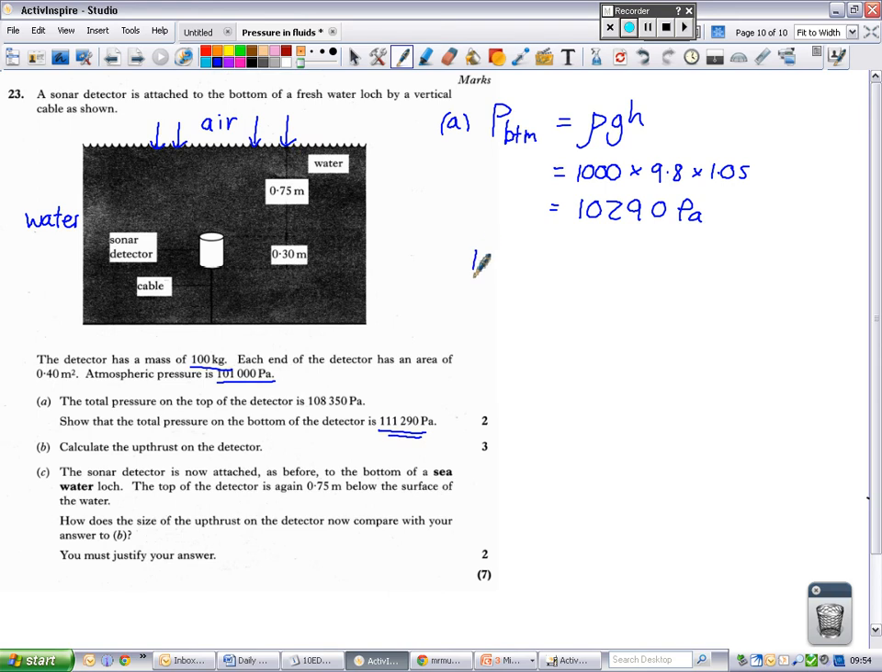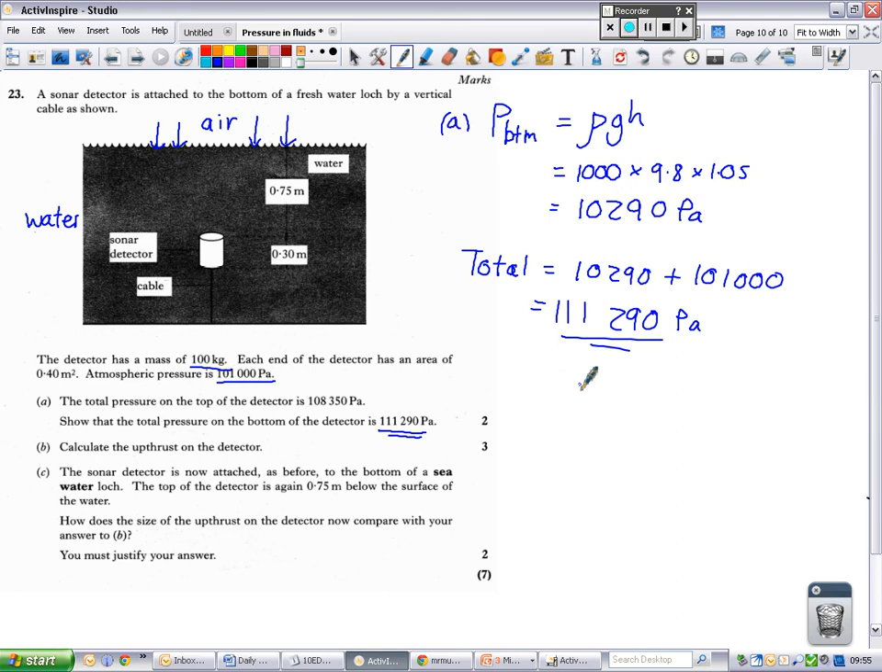So your total is 10,290 plus 101,000 from your atmospheric pressure, which will give you the value that you need. It's 111,290 pascals. Remember, pascals are one of our units for pressure, the other one being newtons per metre squared. They're both equivalent.